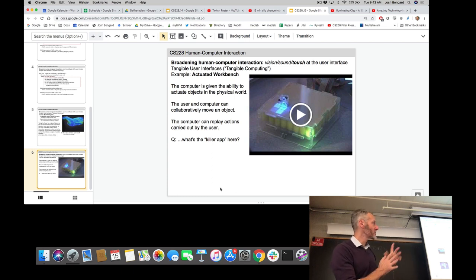The actuated workbench, as you're going to see in a moment, is different from the illuminated clay, different from the moving pins display you saw in the first application. In this case, there are going to be objects on top of the surface, on top of this workbench, where these objects can be moved by the computer using magnets underneath the surface, or can be moved by someone grasping the object and moving it. Or the human and the computer can collaboratively move an object together. We'll see the video next time, and talk about potential applications.